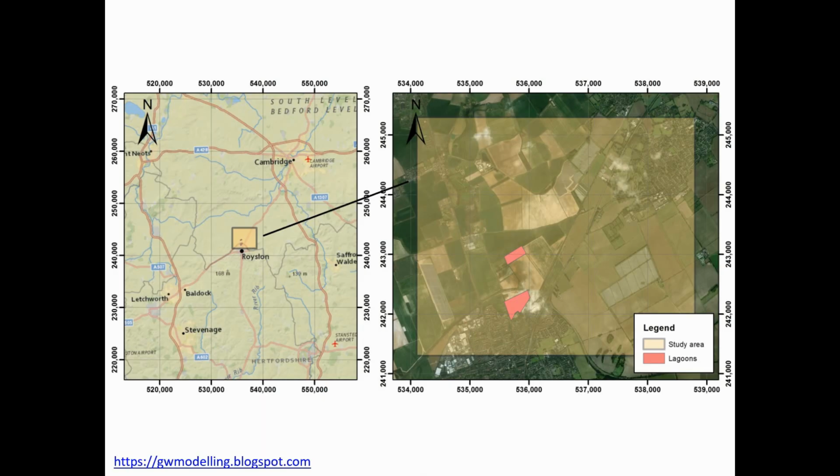Now, a little bit of background information about this specific groundwater model. It is basically a flow and transport model that was built in 1996 by Little et al. in order to study the movement of a chloride plume associated to domestic and industrial sewage coming from 2 lagoons located to the north of Royston in the United Kingdom.